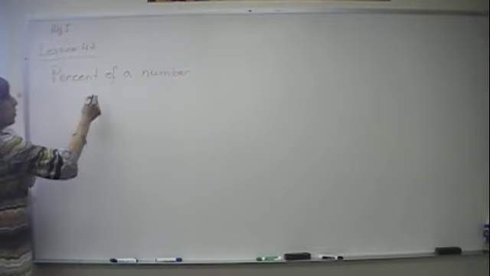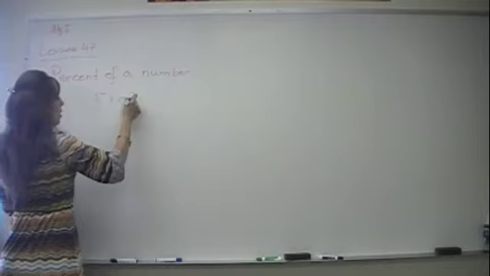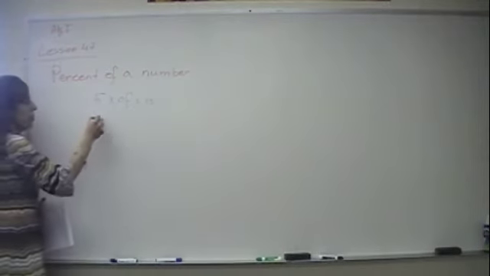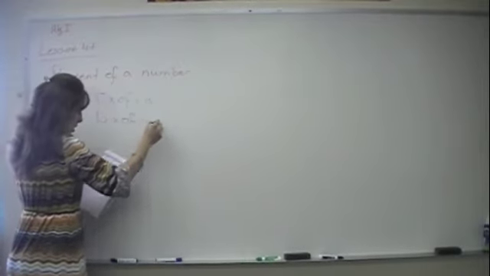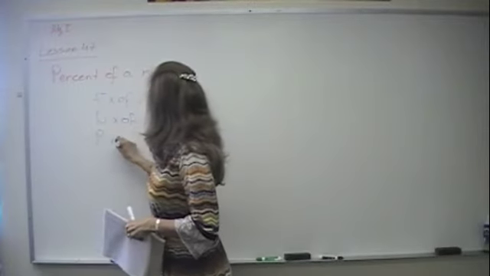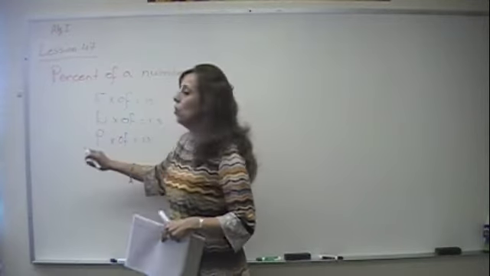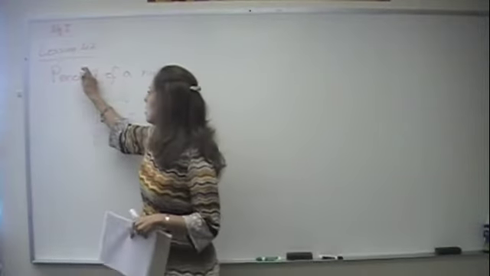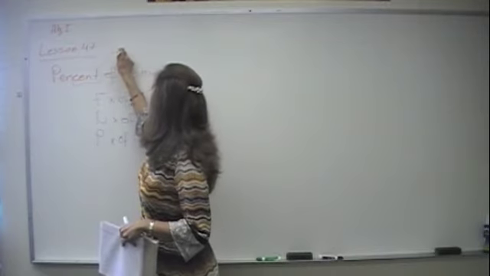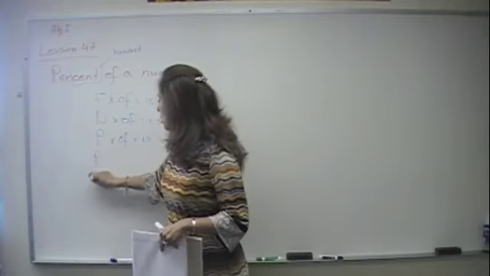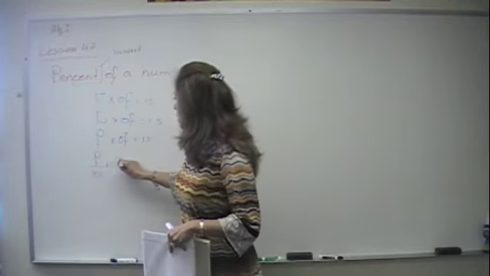We learned about fractions, and you remember this formula: f times of equals is. Then we did decimals, d times of equals is. And today we're going to be dealing with percent, which is p times of equals is. Remember, the word percent means per hundred. Percent means 100. So we can put this as p out of 100 times of equals is.